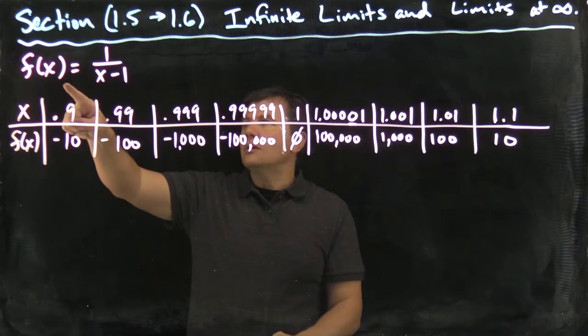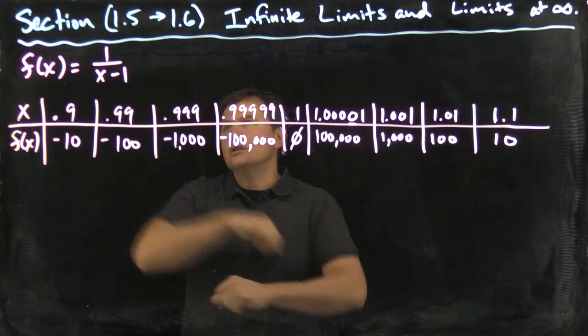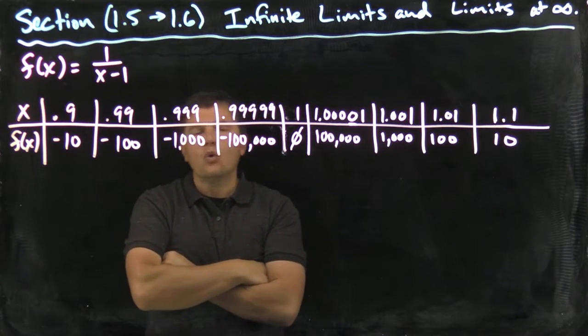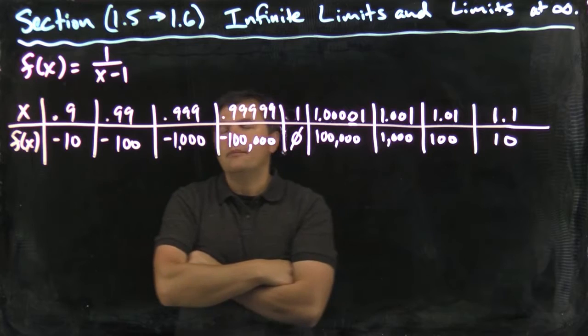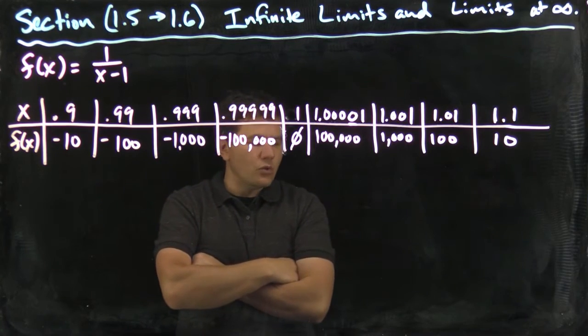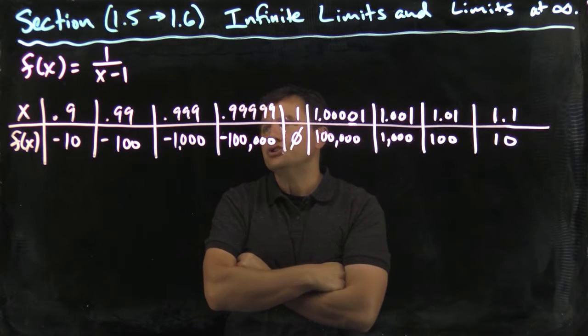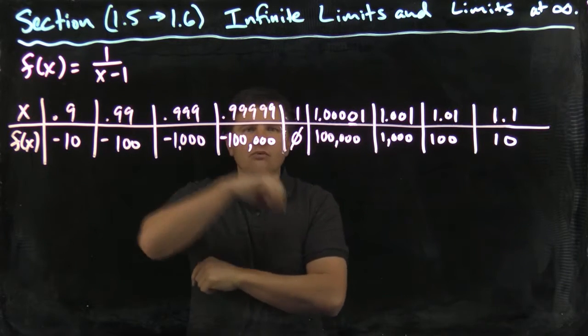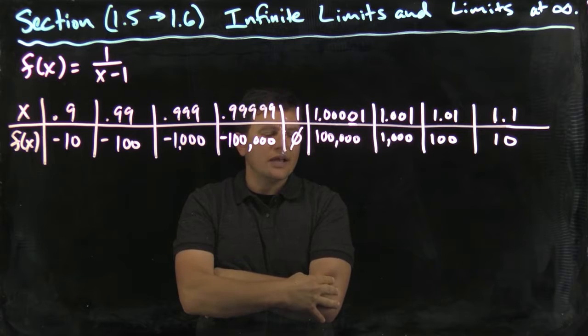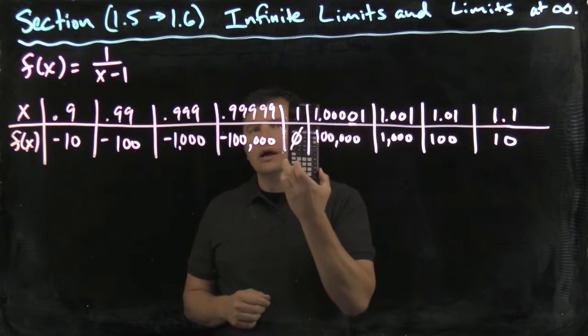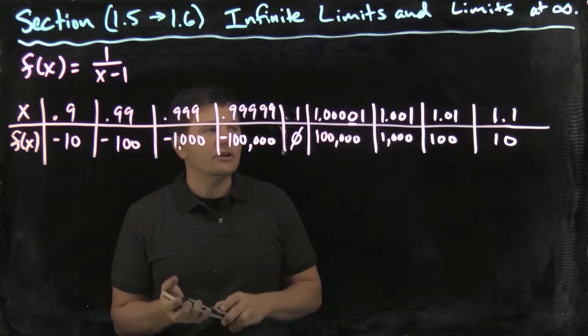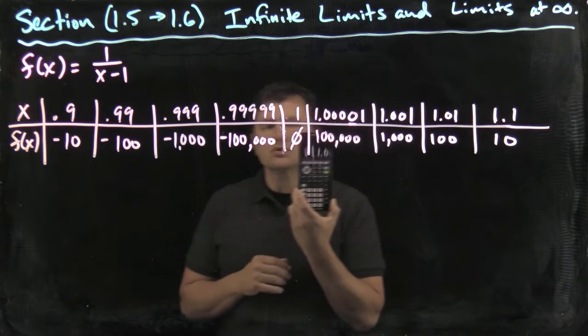Let's start off here. I just took this function 1 over the quantity x minus 1. I started with this function because I think we all know what that looks like. Just think of your 1 over x function shifted one space to the right, okay? So I went ahead and made a table using my calculator. You folks can do this as well.